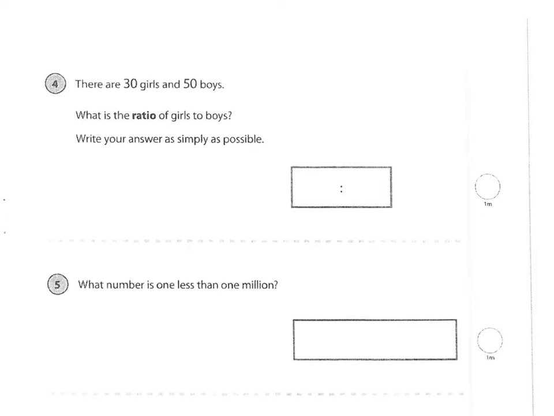There are 30 girls and 50 boys. What is the ratio of girls to boys? And write your answer in the simplest form. The ratio in its unsimplified form would be 30 to 50. Both these numbers are in the 10 times table, so if I divide them both by 10, that makes the ratio 3 to 5, and that is the answer in its simplest form.